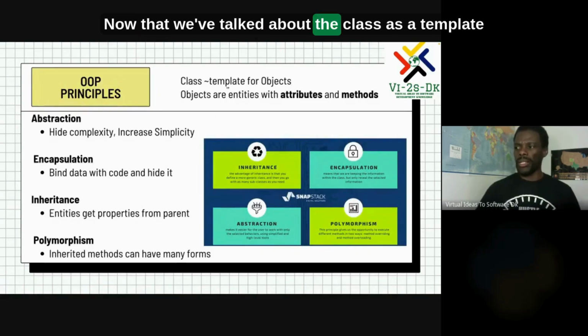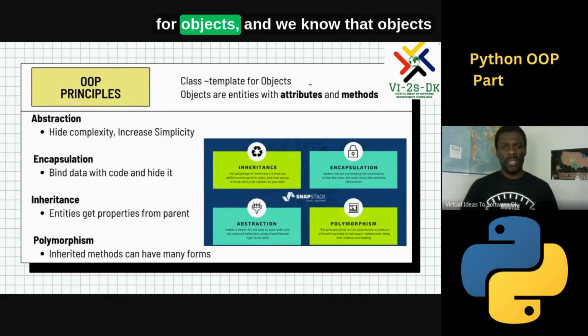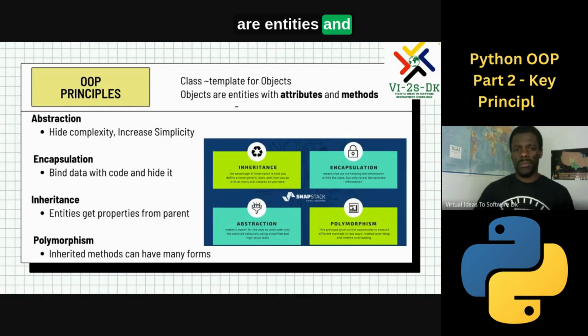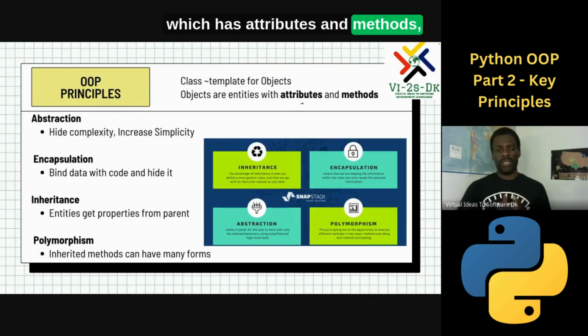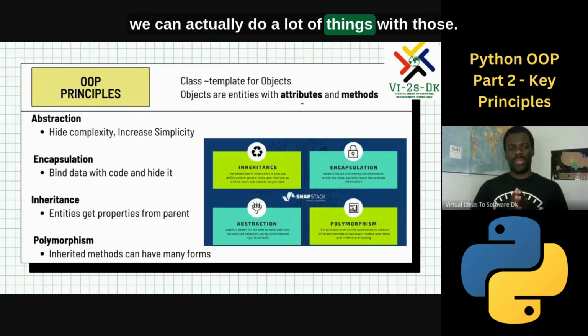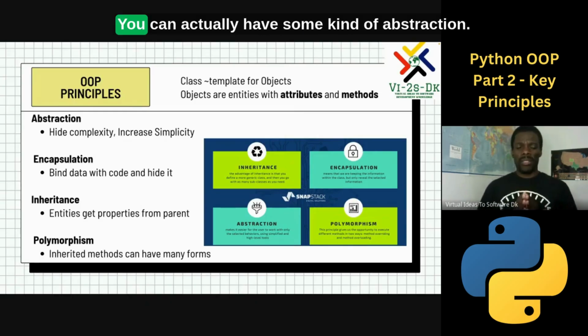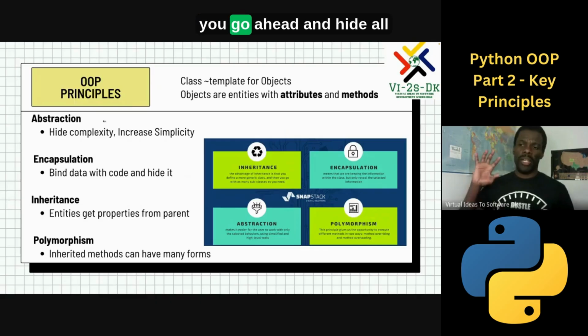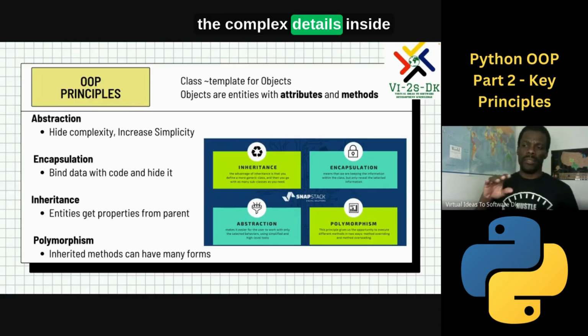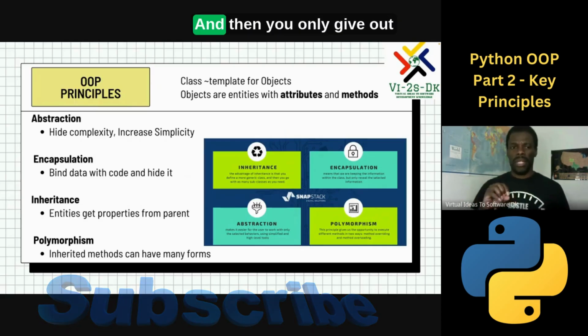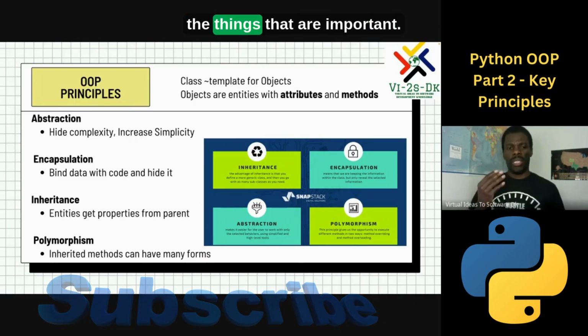Now that we've talked about the class as a template for objects, and we know that objects are entities, an instance of the class, which has attributes and methods, we can actually do a lot of things with those. With that, you can have some kind of abstraction. When you have an object, you hide all the complex details inside the class, and then you only give out the things that are important.